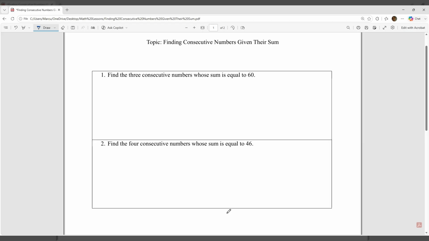So let's look at the keywords here. It says three consecutive numbers, so we could do blank, blank, and blank. Whose sum? Sum means addition. So we're going to add these numbers, and it says the word equal, so that's equal to 60.